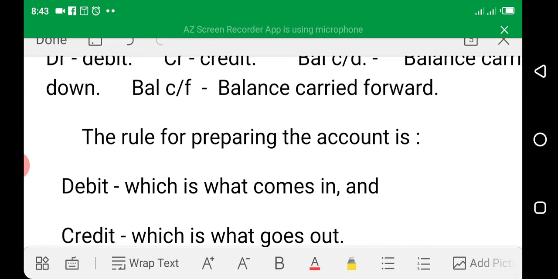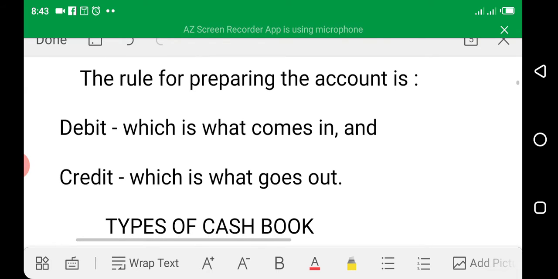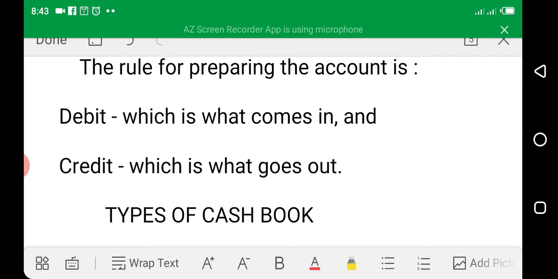So what are the rules for preparing the account? Debit, which is what comes in, that is any amount that comes into the business organization should be debited. Any amount received must be debited. Then credit, which is what goes out, any amount paid must be credited.